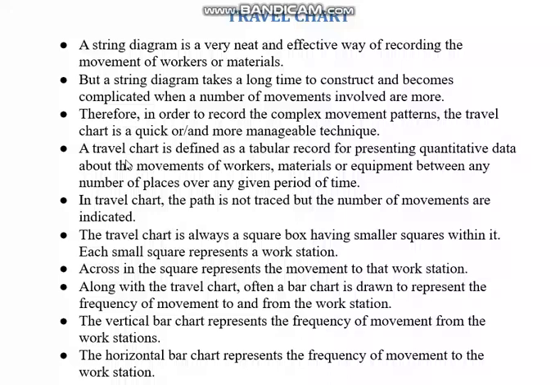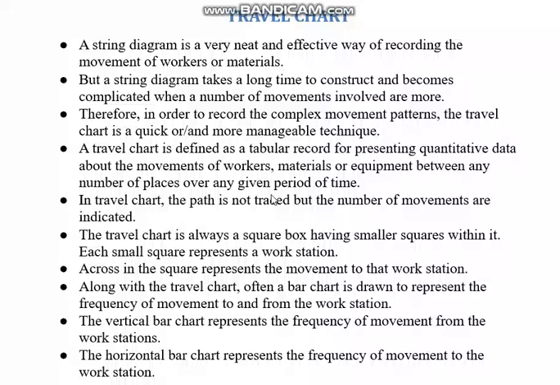Now the definition of the travel chart is given here. A travel chart is defined as a tabular record. That means it is more like a table. A tabular record presenting quantitative data about the movements of workers, materials or equipment between any number of places over any given period of time.